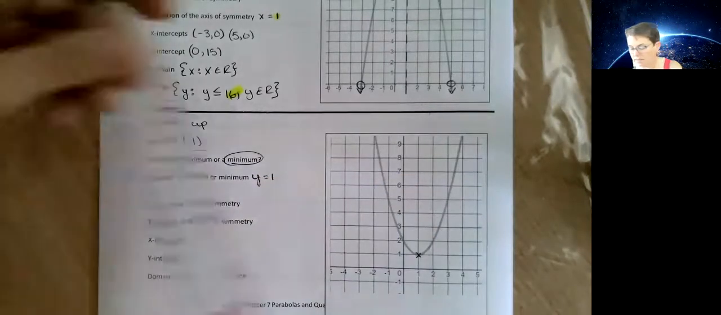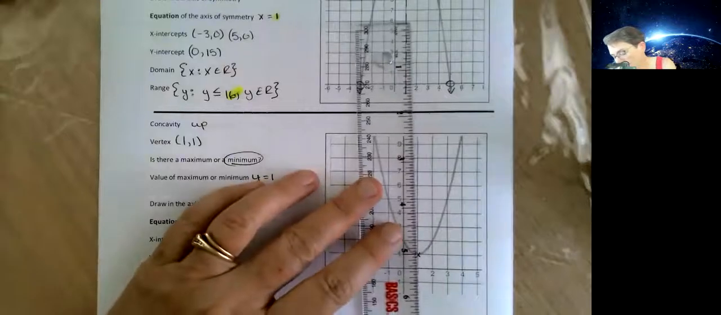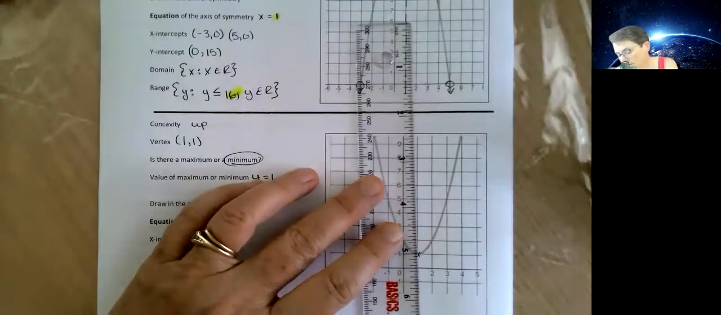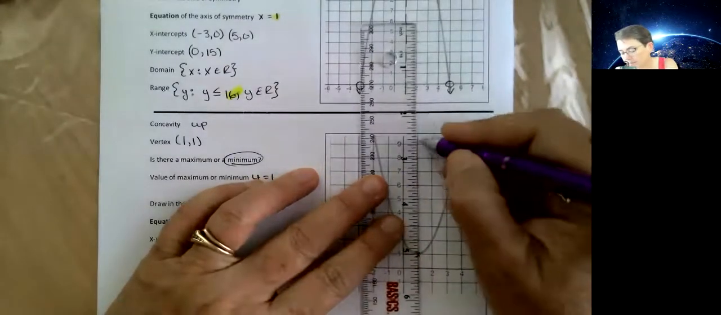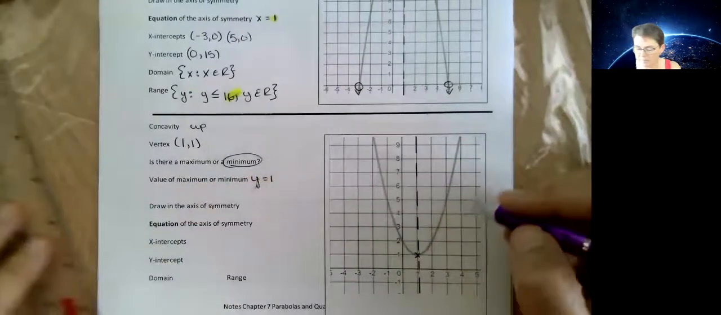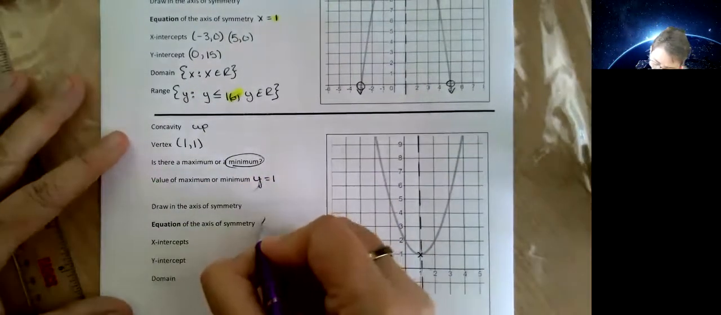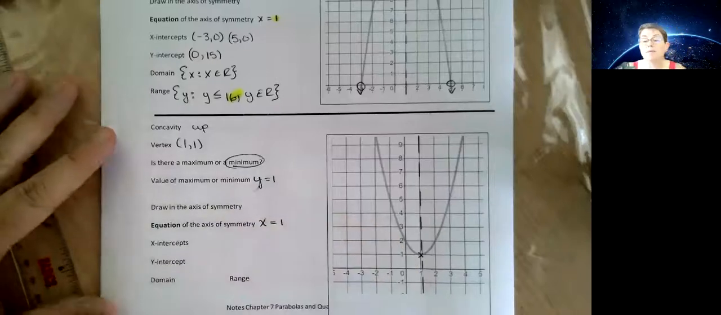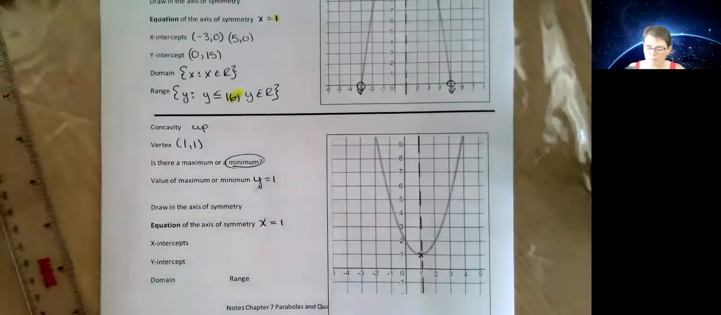And we need to draw on the axis of symmetry. It's going to go down the middle, and that's going to be x equals 1. Okay, it was super easy because there are 1s on this one.